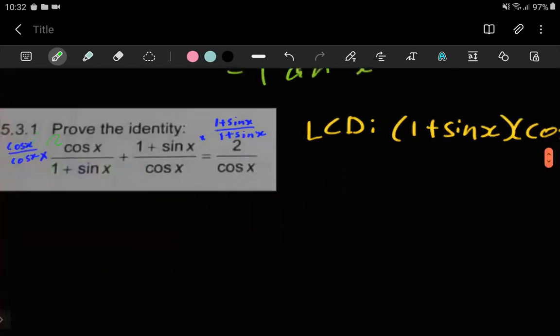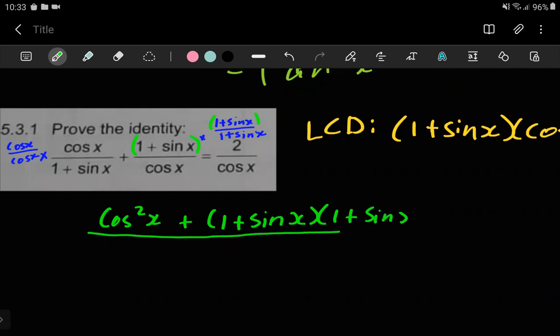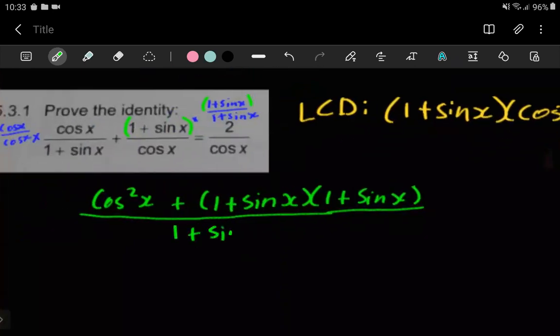So cos x times cos x is cos squared x. And then here, this is going to be plus. Here you have to be careful now. Brackets are important because this is one thing being multiplied by another. For now we can just put two brackets next to each other so that we can do it slowly, bit by bit, without feeling rushed. And then our LCD is 1 plus sine x multiplied by cos x.